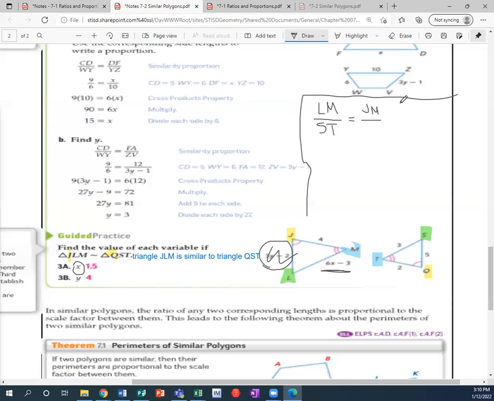Notice that along the tops of these fractions is information on the same triangle, and on the bottoms is the information for the other triangle. That'll help you set it up to make sure that you're not mixing things up and maybe messing up your scale factor. All right, so JM was from yellow to blue. So on my other triangle, I'm going to go yellow to blue. That's QT. And now I get to substitute.